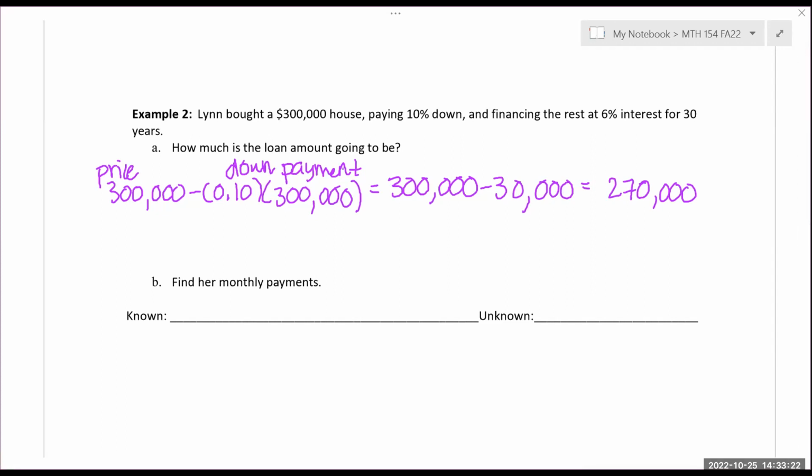All right, let's figure out Lynn's monthly payments. So her P0, the amount she's borrowing, is that $270,000. Her r is a 6% rate for 30 years. And then monthly payments, okay, k is 12. So we have to figure out what this is going to look like. Same if you have a car. You're going to work backwards to figure out, well, what are my payments going to be if I take this loan?